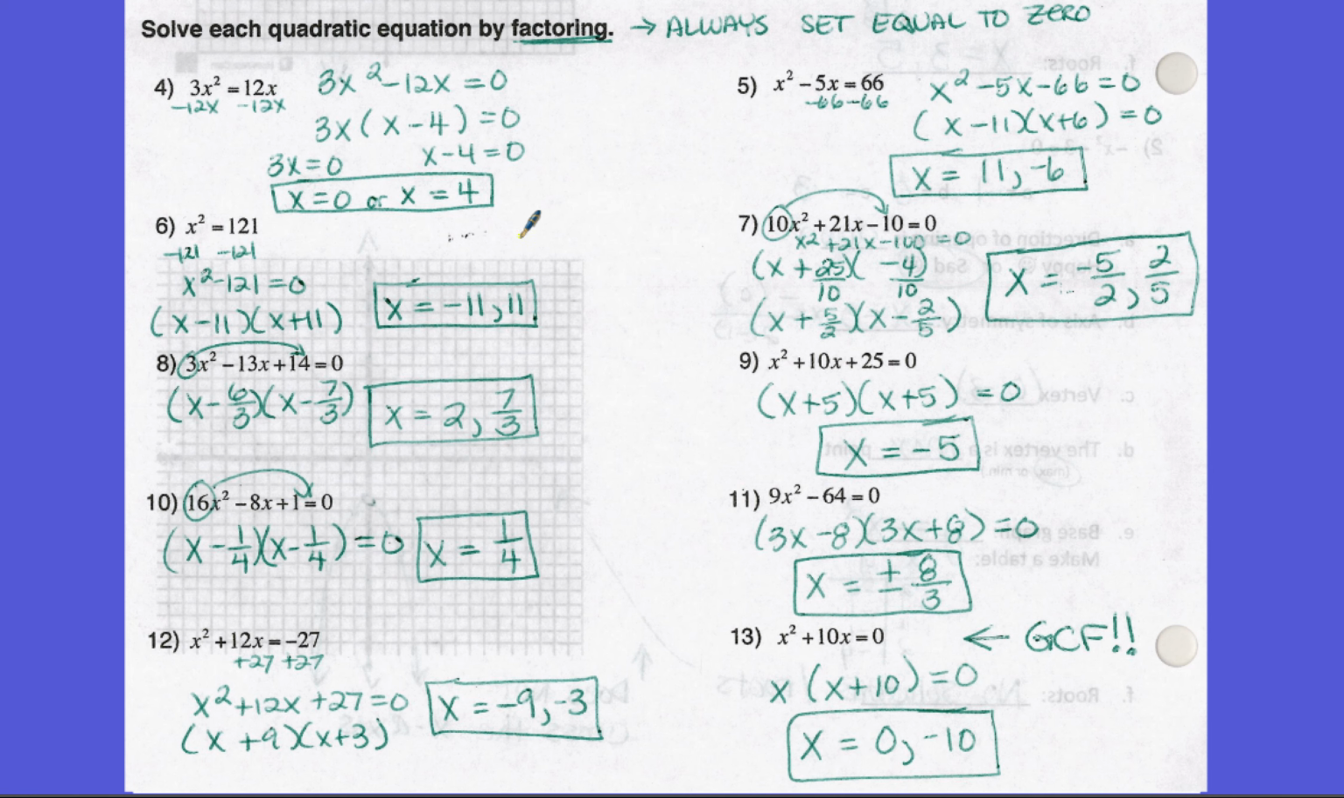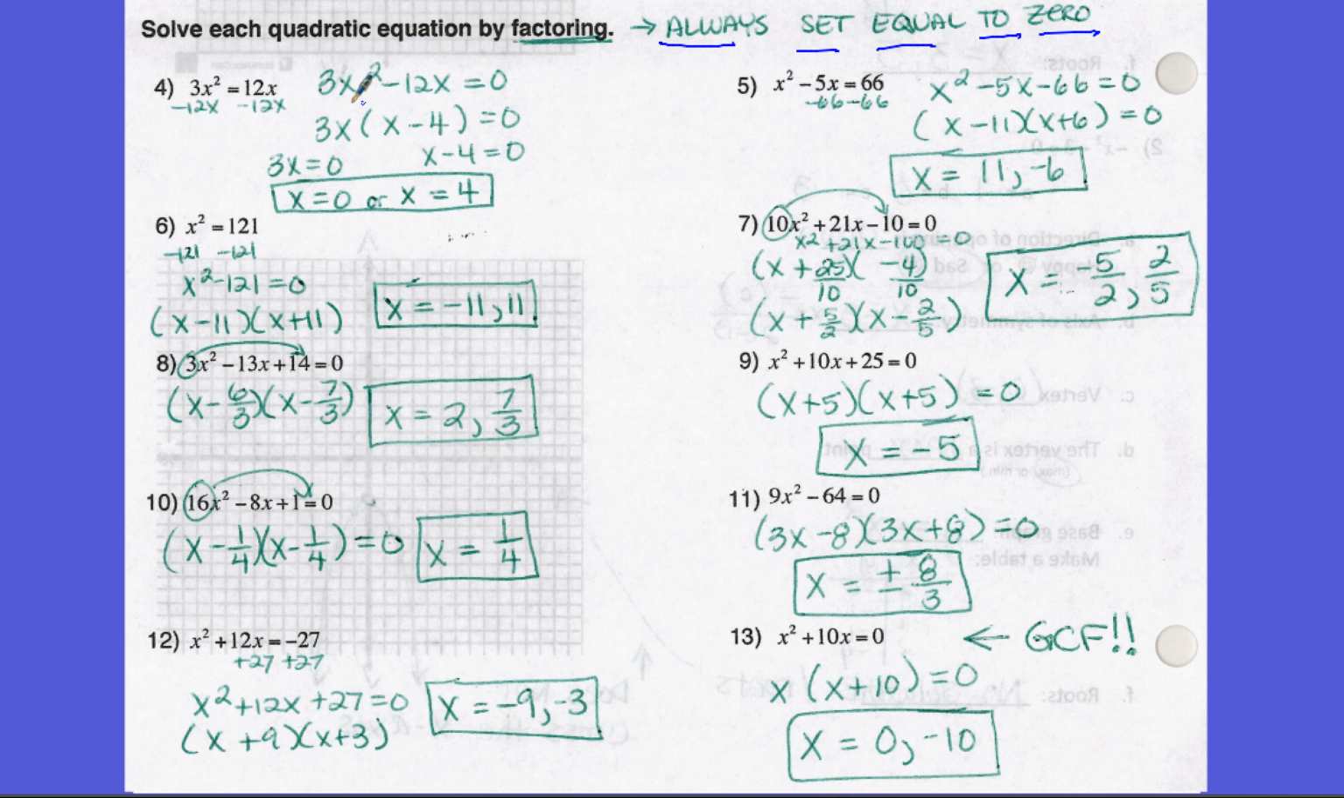Okay, number 4. 4 through 13, actually. These were all solving the quadratic equation by factoring. Make sure, always, always, always, that it is set equal to 0 before you start this process. Because if it is not, you cannot factor correctly. So number 1, I had to subtract 12x from both sides. So I get 3x squared minus 12x equals 0.